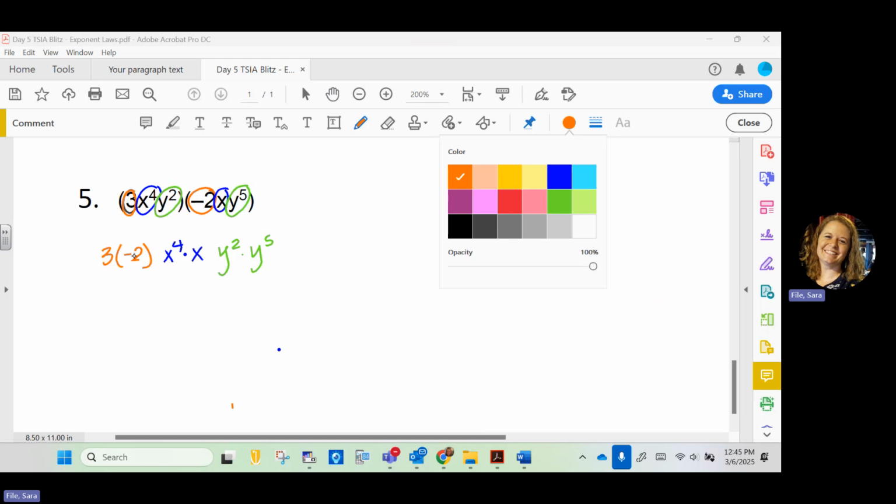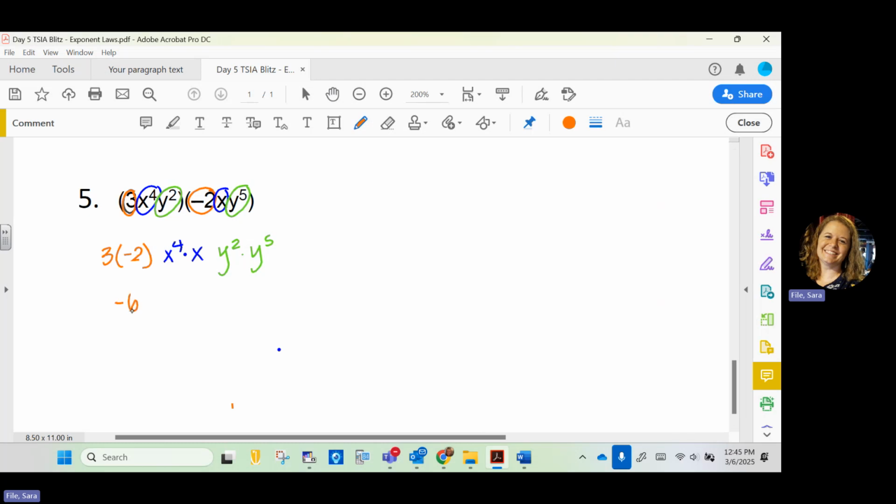So the 3 times negative 2 is negative 6. Okay, remember this is an understood power of 1 if there's no power. And you've got like bases, so you're adding the exponents. So 4 plus 1 is 5. So x to the 5th power. Okay, and 2 plus 5 is 7. So y to the 7th power.